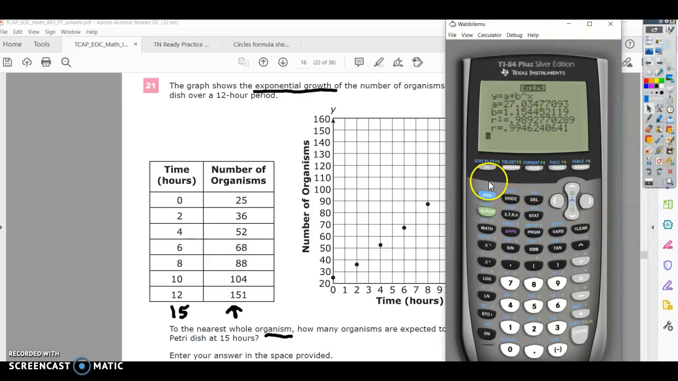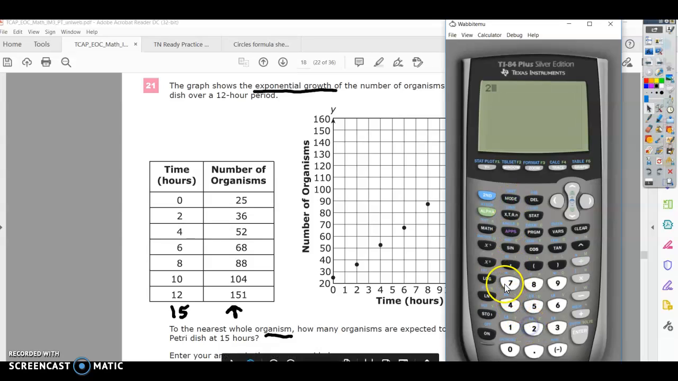All right, so we're going to take this equation. Make sure you write down your A and your B because you're going to need those. And then you're going to just plug that in. So we're going to have 27 times 1.15, and then we're going to raise that to 15 because it says after 15 hours. So t, time, is the number of hours, and we plug in 15 so that we can get the number of organisms. So we're going to plug in 15 here and hit Enter.